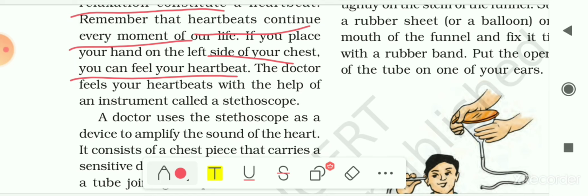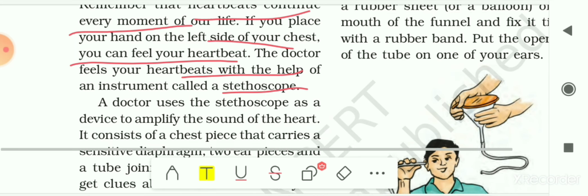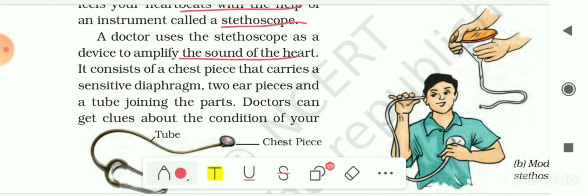And the doctor also feels this heartbeat with the help of an instrument known as the stethoscope. The number of times the heart beats in a minute is known as our heartbeat rate. To measure or observe this heartbeat, doctors use an instrument known as the stethoscope. The doctor uses this stethoscope as a device to amplify, or we can say increase, the sound, the frequency of the sound of the heart, by which they can clearly listen to the sound of the heart.